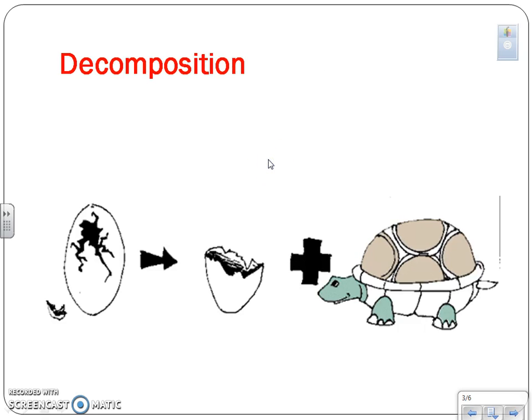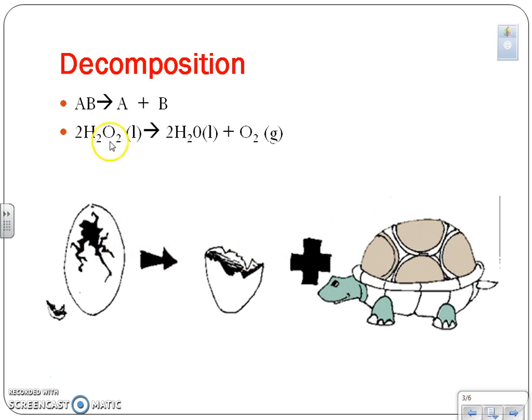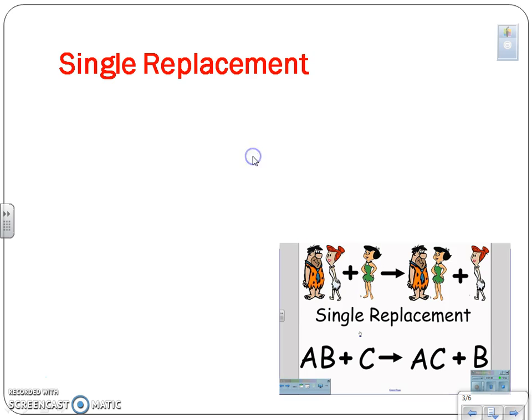Decomposition is the opposite of synthesis. So you're going to have one reactant and multiple products. So one thing is breaking down into 2 or more. Generic example, AB, or you could have ABC, and then you're going to have A plus B, or A plus B plus C. So you have that one reactant forming many products. Or you can take hydrogen peroxide in liquid form, break it down into water and oxygen. That's a decomposition because you have one reactant and many products.